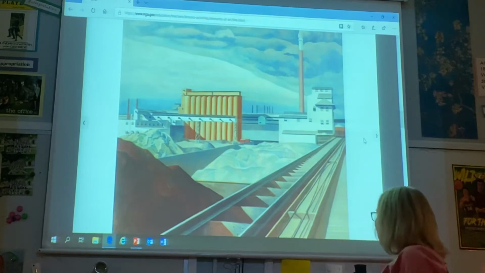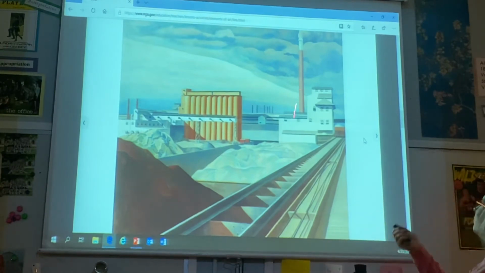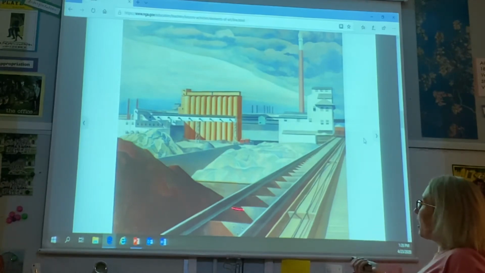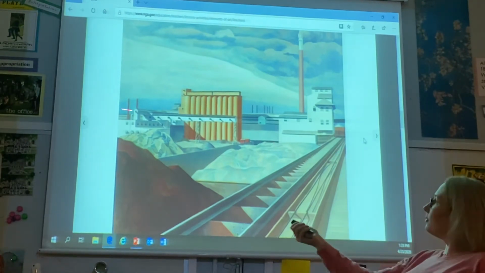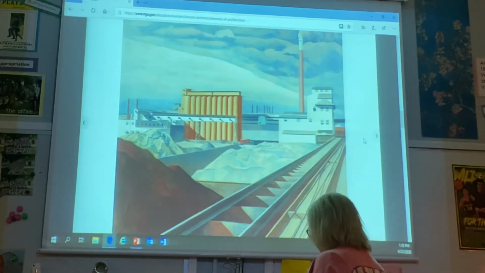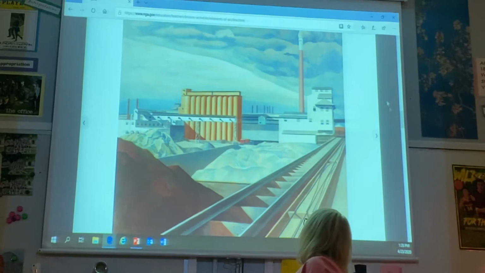And next one. Okay, so I see some vertical lines, which mean power. I see some horizontal lines, which means vastness. I see diagonal lines, which means movement. So what do you think this artist is trying to say about industrialization? It's moving, it's spreading across vast areas, it's powerful. Lots of things being said just by using lines.